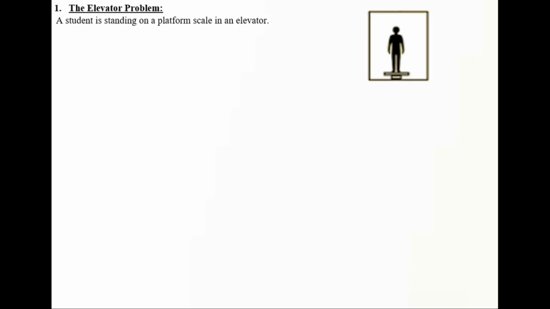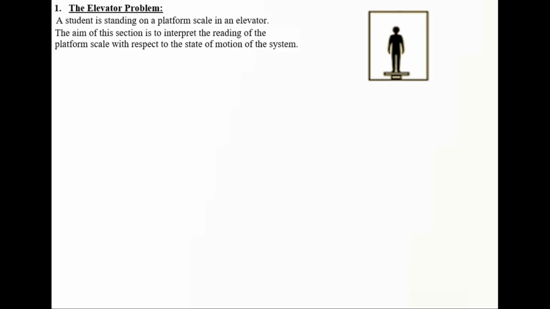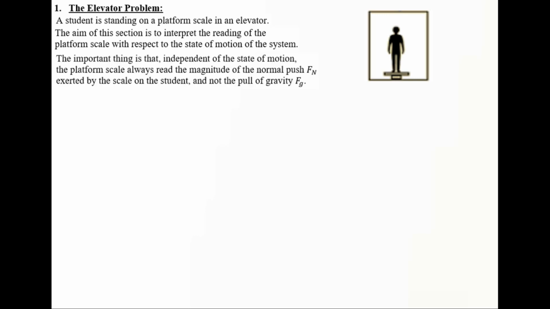A student is standing on a platform scale in an elevator. The aim of this section is to interpret the reading of the platform scale with respect to the state of motion of the system. The important thing is that, independent of the state of motion, the platform scale always reads the magnitude of the normal push exerted by the scale on the student and not the pull of gravity Fg. This is a very important statement.